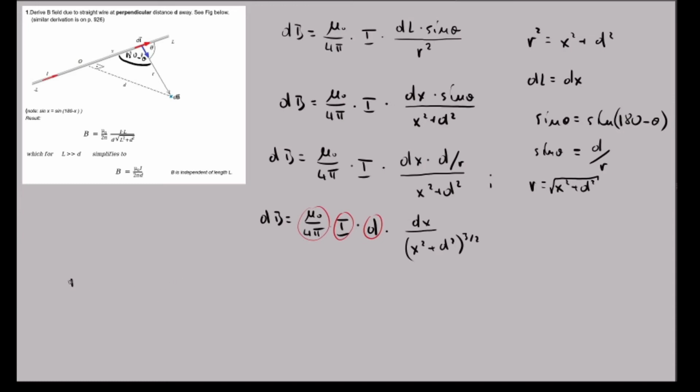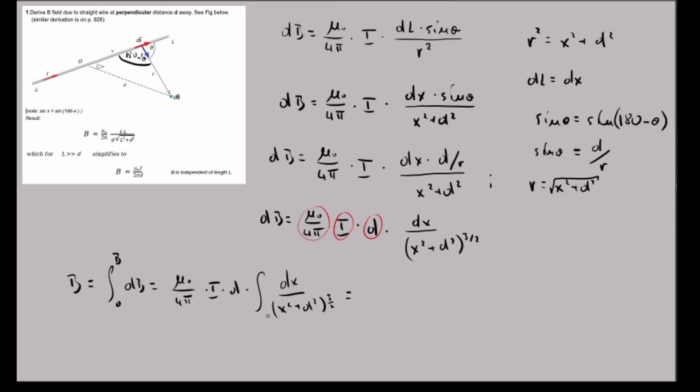Let me write this here. The magnetic field at my point of interest, which is here, is going to be the integral of mu naught over 4 pi times I times d times dx over x squared plus d squared, to the 3/2. Now, I'm integrating from 0 to some final b.